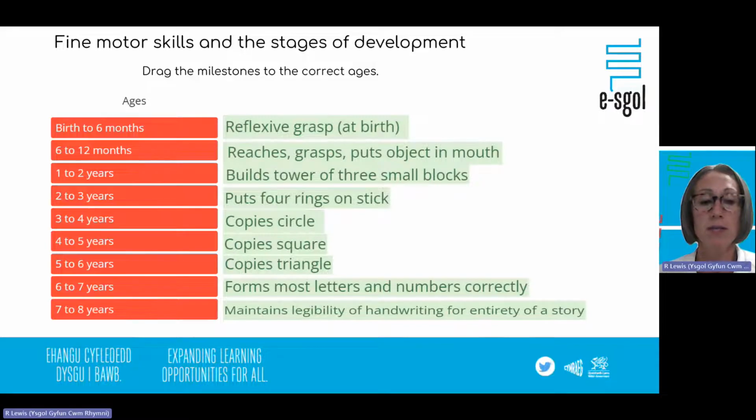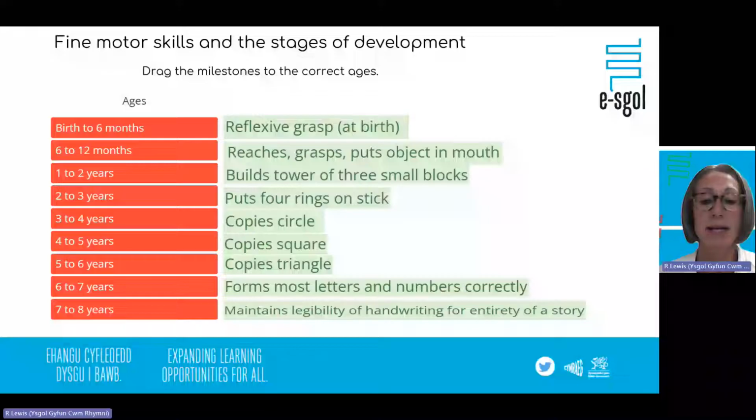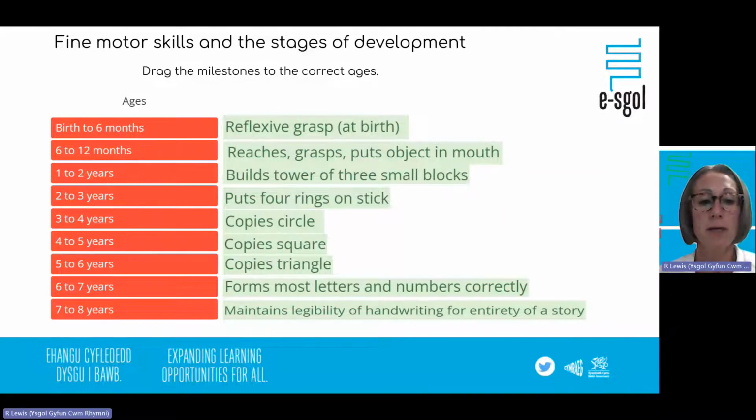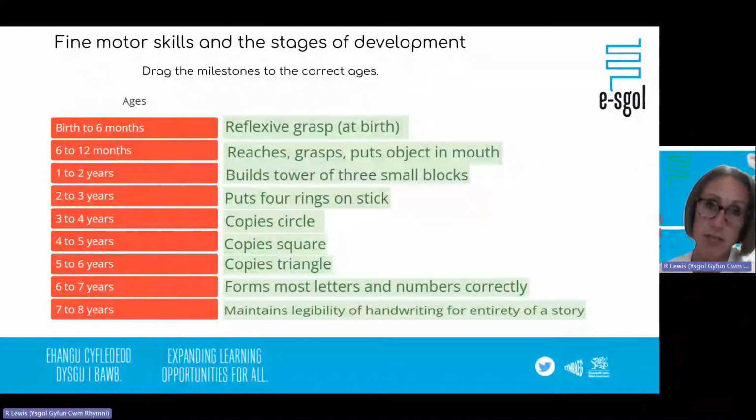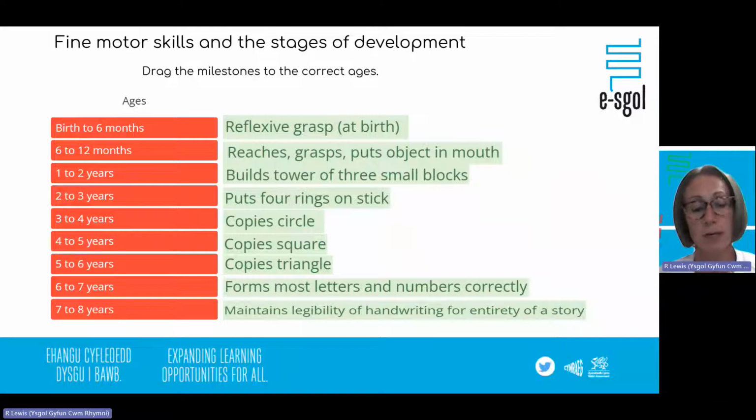Copy circle. So this is in terms of I have a pen and I can draw a circle on the paper. I can then copy a square, then a triangle. I can form most letters and numbers correctly, and I can maintain good handwriting for an entire story which somebody can read. Very good examples of milestones that you can remember for an infant and a child.